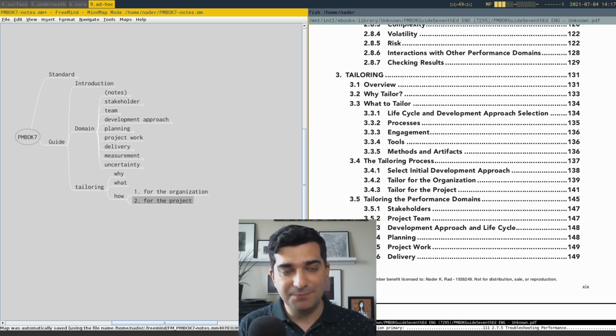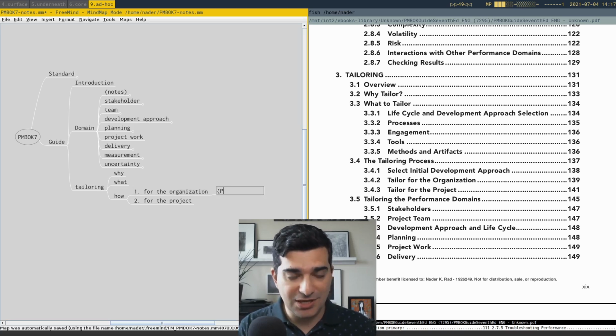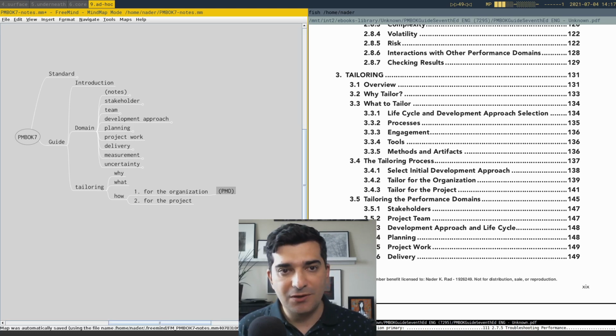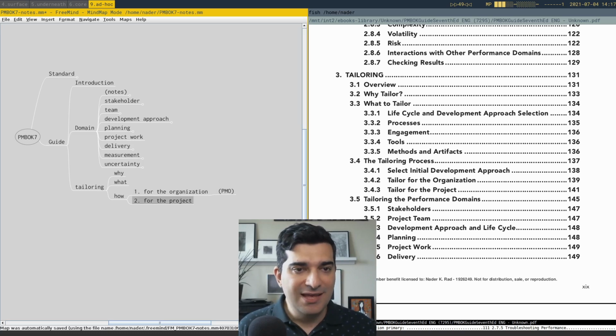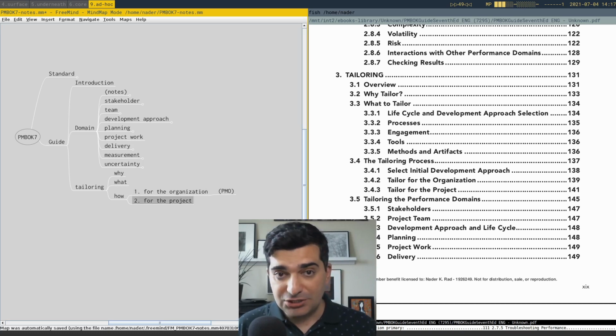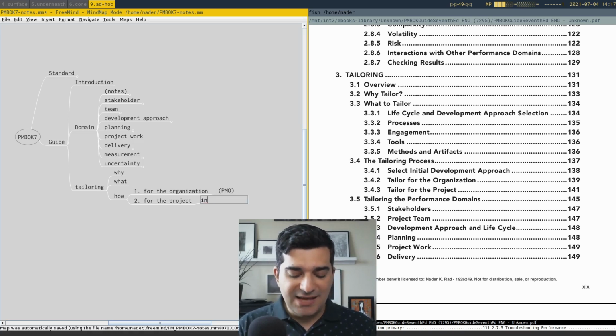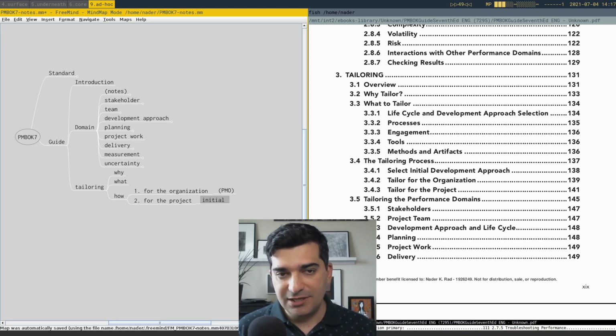That makes it easier. Now, when you think about it, when it's at the organization level, it's usually done in what most people call a PMO, Project Management Office, or Program Management Office, Portfolio Management Office, a central place in your organization. And for the projects, we have an initial tailoring. That's what we do at the beginning. You decide how to run your project, how to do your project management.